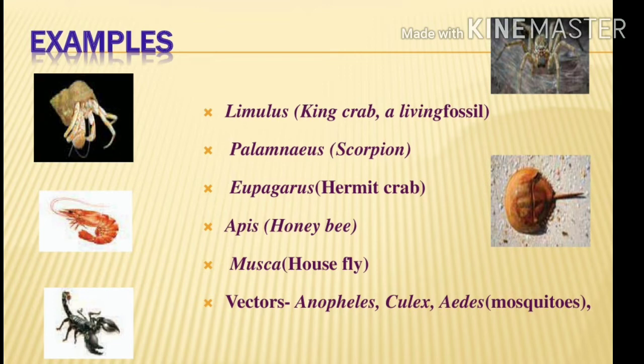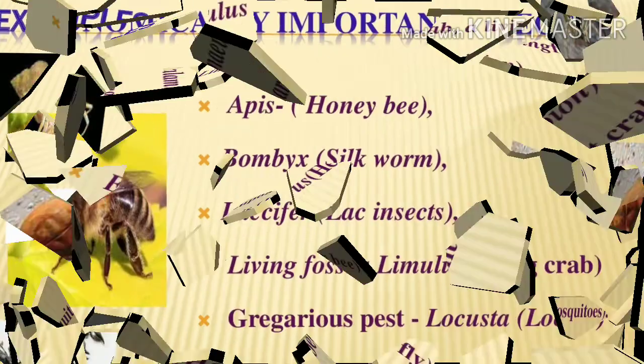Next, vectors. What are the vectors? Anopheles mosquito, Culex mosquito, Aedes mosquitoes. These are the vectors. What is a vector? That is a carrier of foreign particles or any particles and transmits them. That is a carrying vehicle, which is called a vector. So these are the examples of phylum Arthropoda.